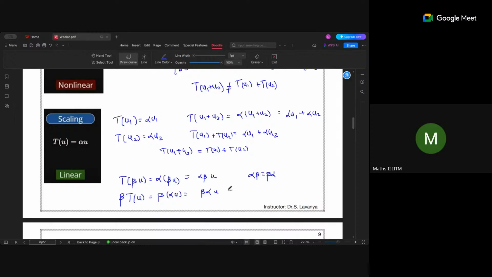So from this you can see that T of beta u is the same as beta times T of u, and hence, from 1 and 2 you can see that T is linear. So for linearity we need to check both the conditions. Clear? Yes or no? Yes, ma'am. Good.